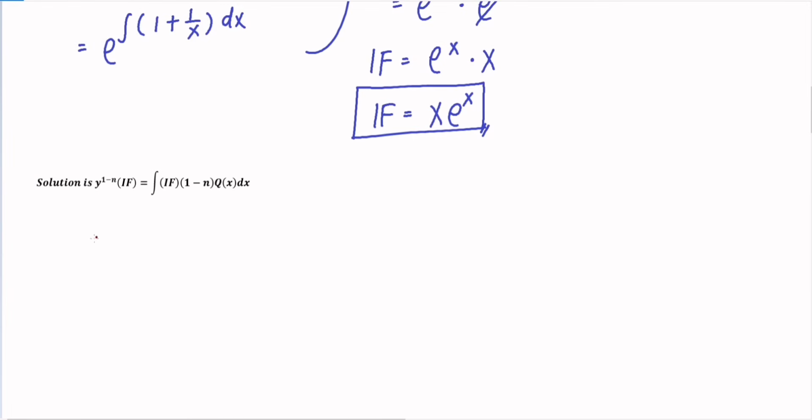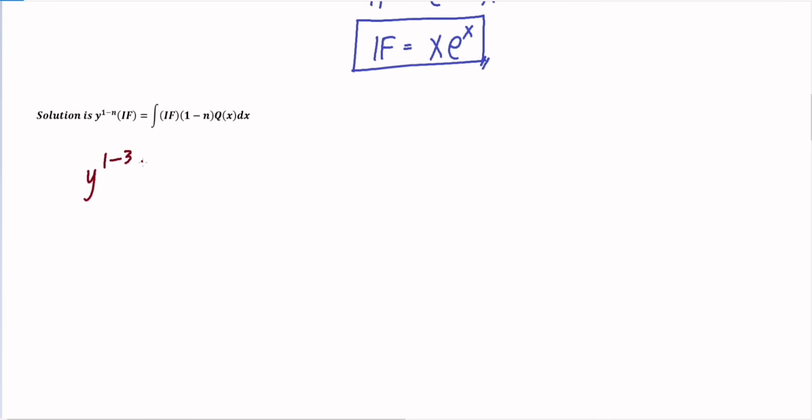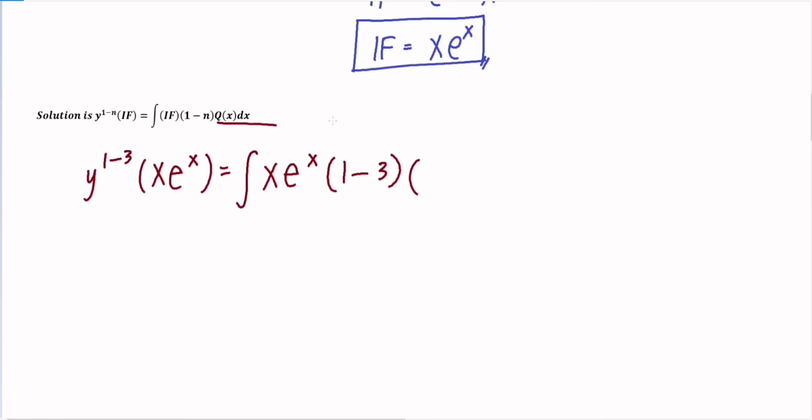So, y raised to 1 minus n. What is our n? This is 3. So, 1 minus 3, multiplied by the integrating factor, which we got as xe raised to x, equals the integral of the integrating factor, xe raised to x, multiplied by 1 minus n, so 1 minus 3, multiplied by q of x dx.